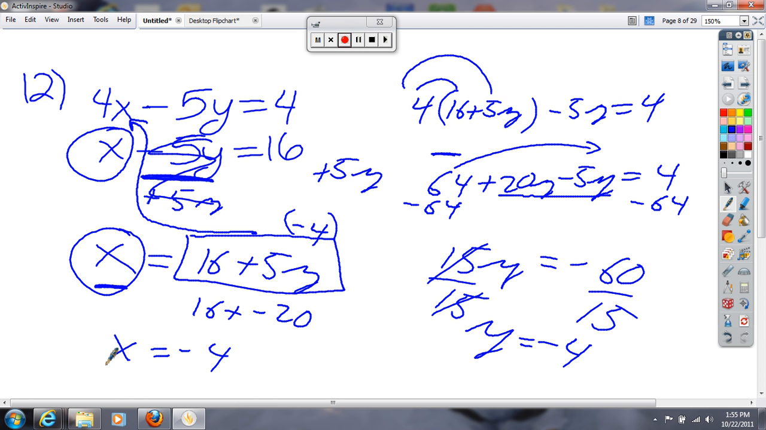So my answer is, parentheses, x is first, negative 4, comma, y is second, negative 4. And I have my answer, negative 4, negative 4. Problem number 13.